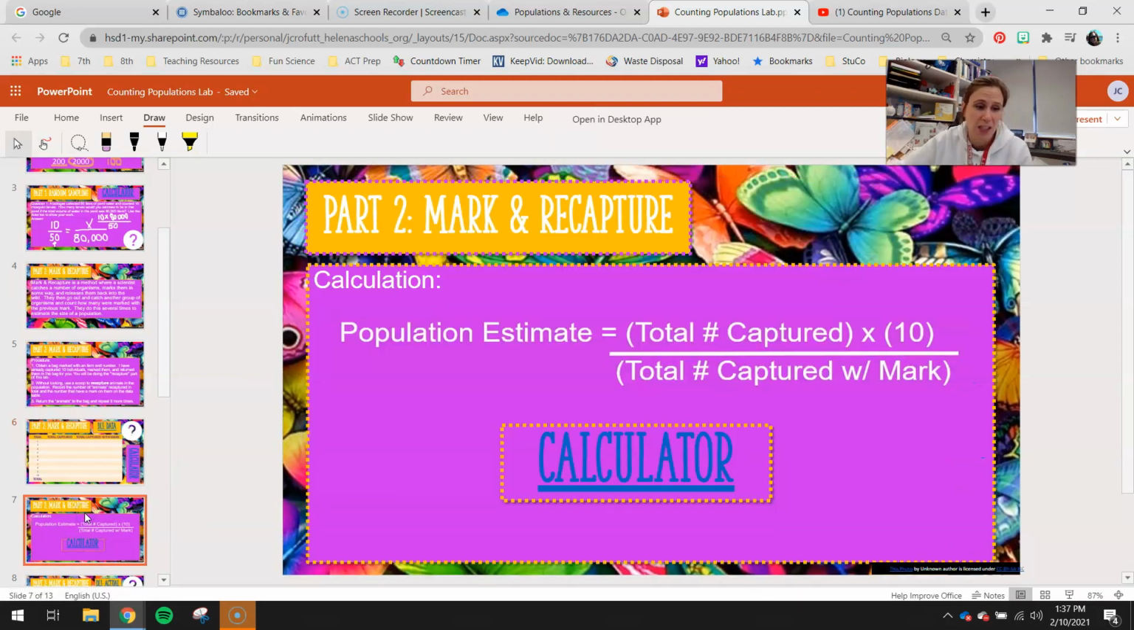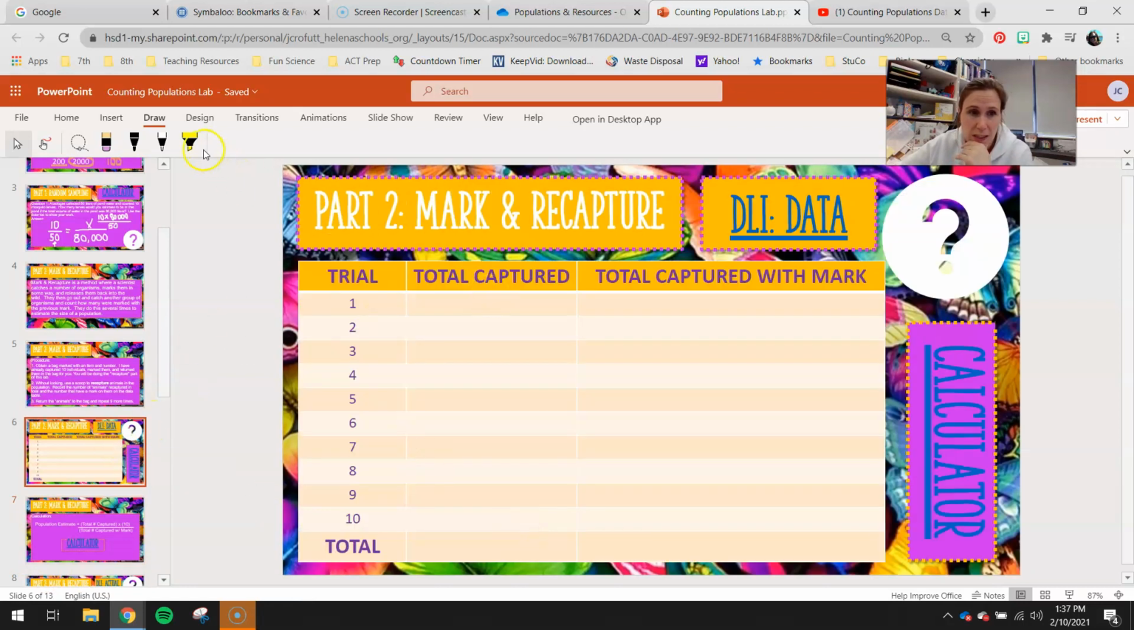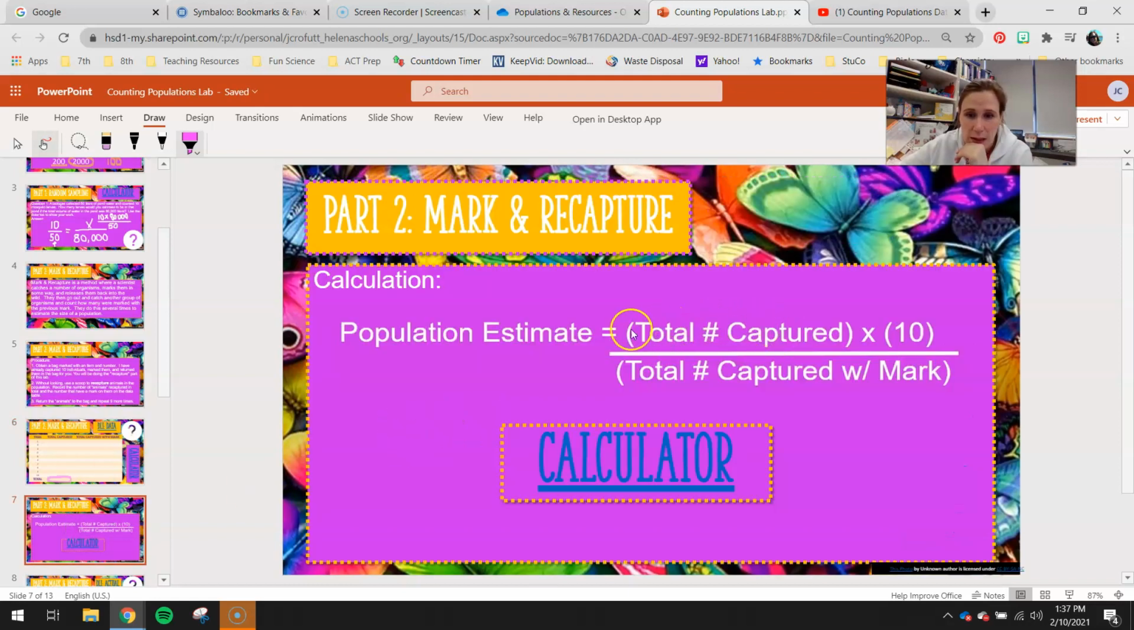Then let's move on to the calculation of how we actually estimate how big our population size is, or in this case, how many tokens are in this bag. You are going to use this little formula here. This is your population estimate. This is what you're trying to find. You are going to take the total number captured. That would be this part right here. Let me grab a better highlighter. That's going to be this number right here. That's your total number captured.